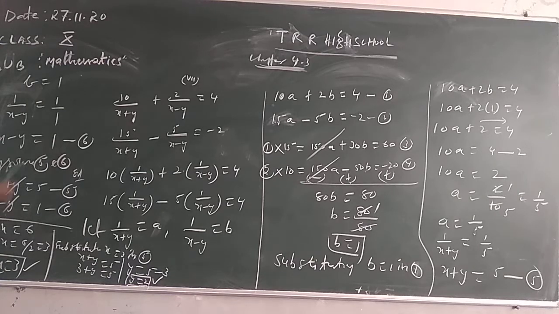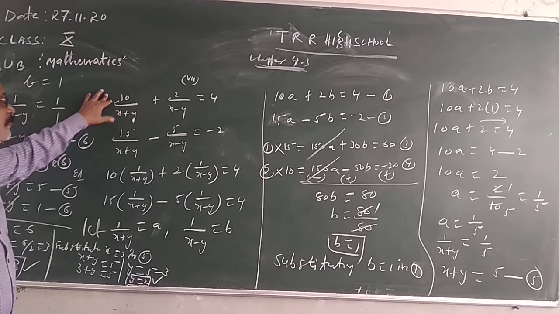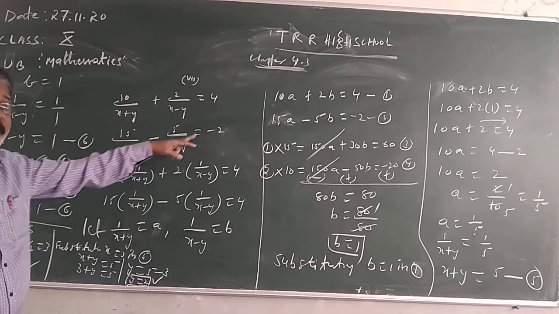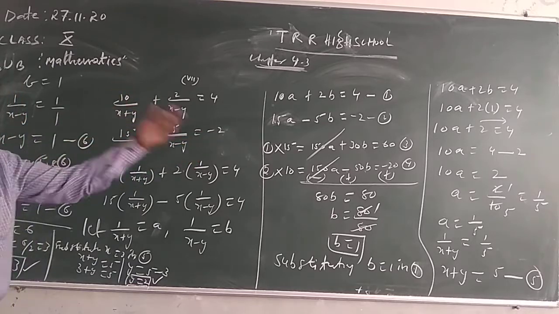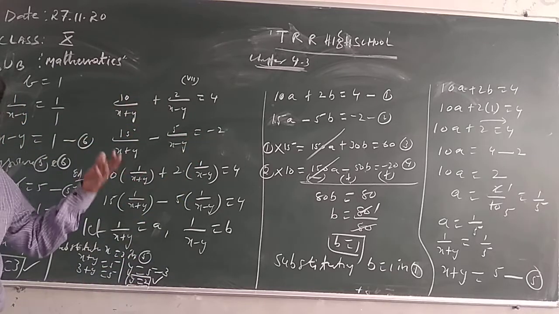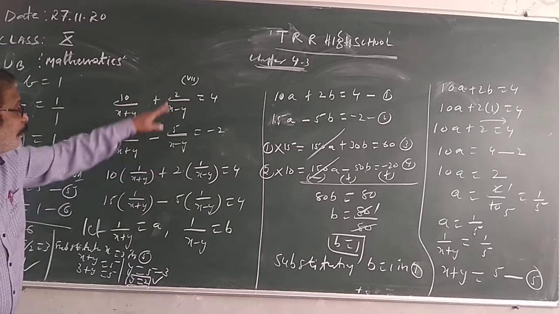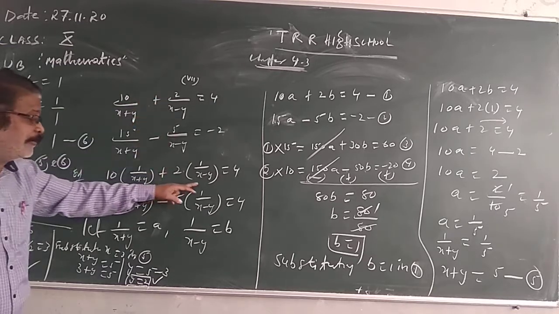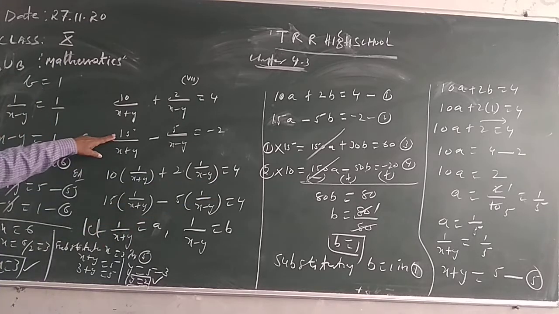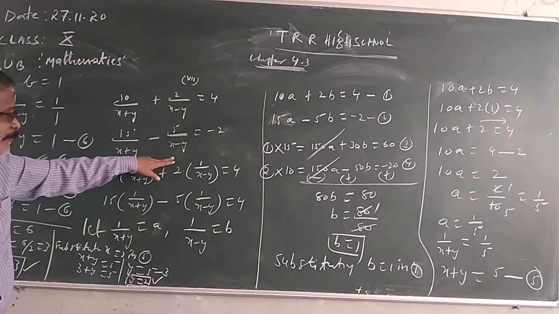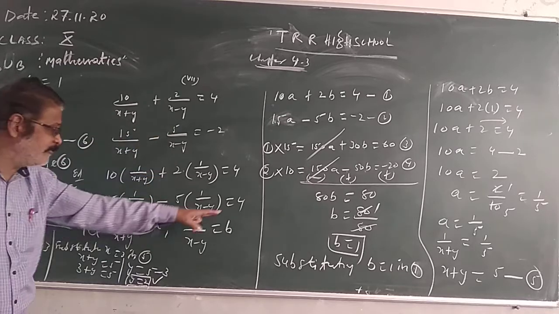These are the given equations. 10 by x plus y plus 2 by x minus y equal to 4. 15 by x plus y minus 5 by x minus y equal to minus 2. You should reduce them into a linear pair of equations. They are not in the form of ax plus by plus c equal to 0. You need to convert them into those forms. Now, 10 by x plus y can be written as 10 into 1 by x plus y, plus 2 by x minus y can be written as 2 into 1 by x minus y equal to 4. 15 by x plus y can be written as 15 into 1 by x plus y, minus 5 by x minus y can be written as 5 into 1 by x minus y, equal to minus 2.